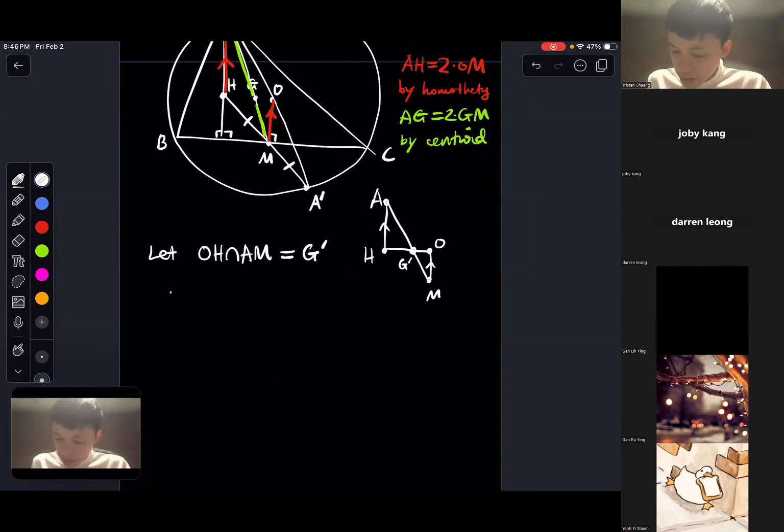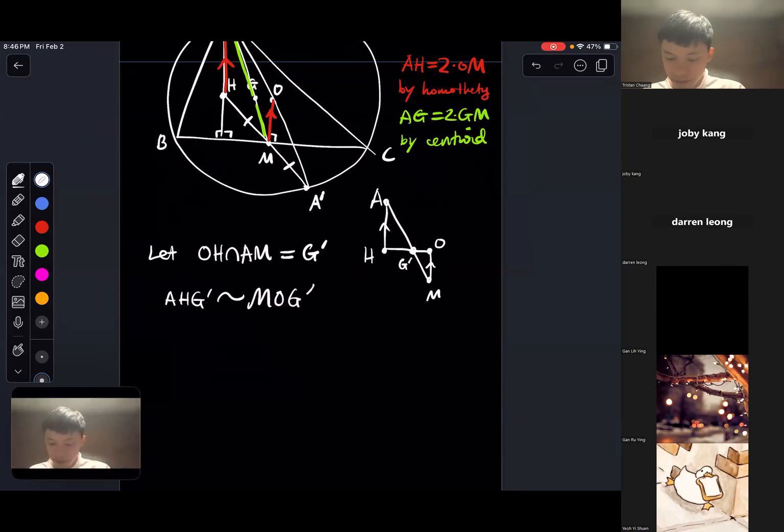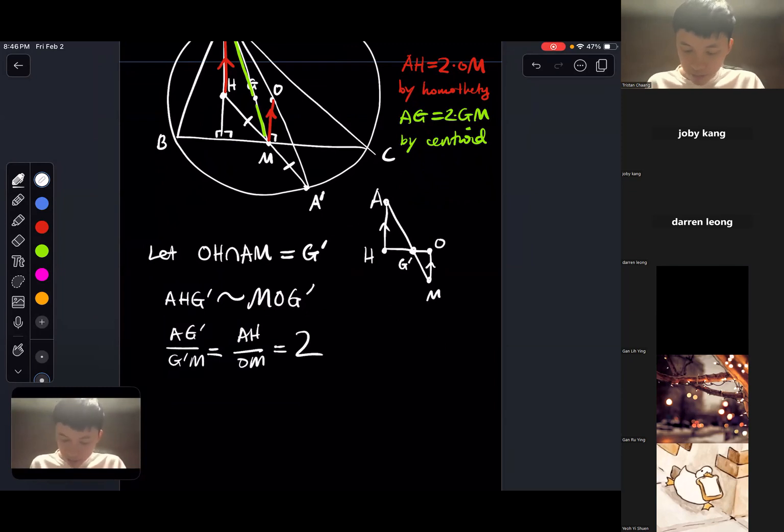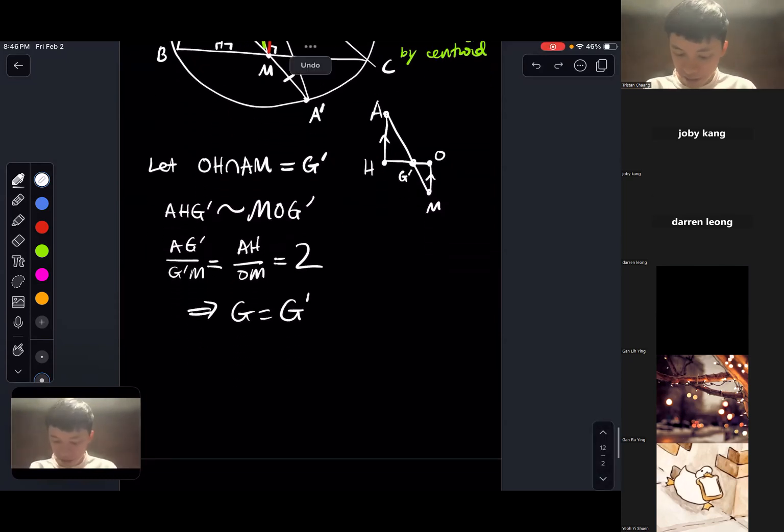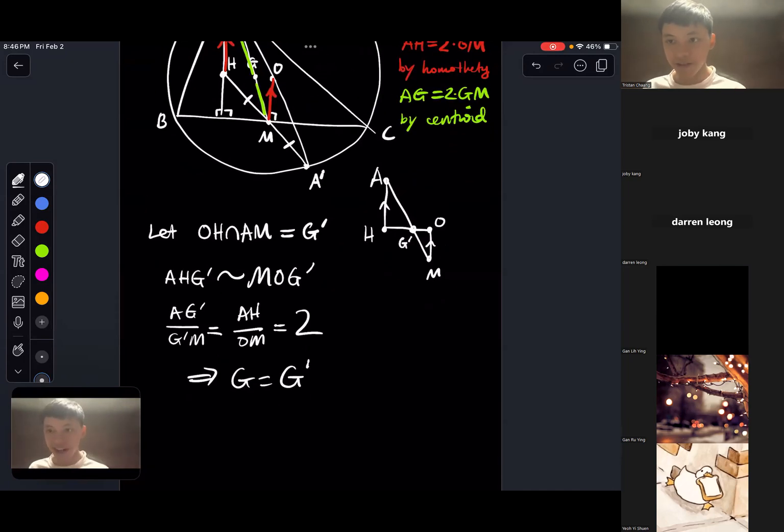Well, that means AHG prime is similar to MOG prime, right? By simple angle chasing, which means AG prime over G prime M is AH over OM, so it's 2. Hence G equals G prime, because G also satisfies that, and there's only one unique point that splits the segment into 2 to 1.